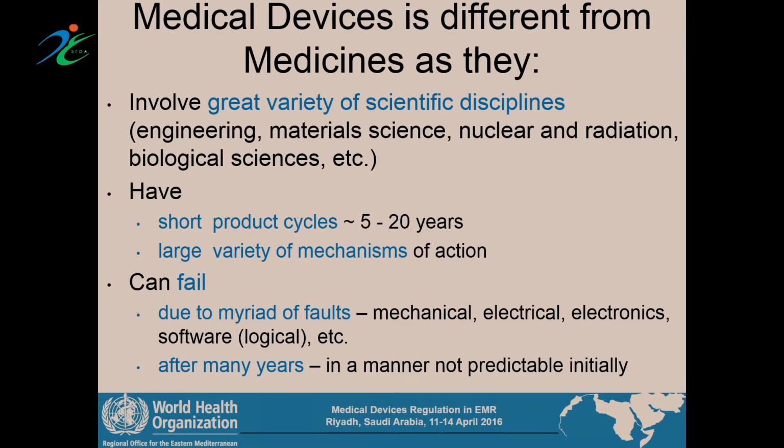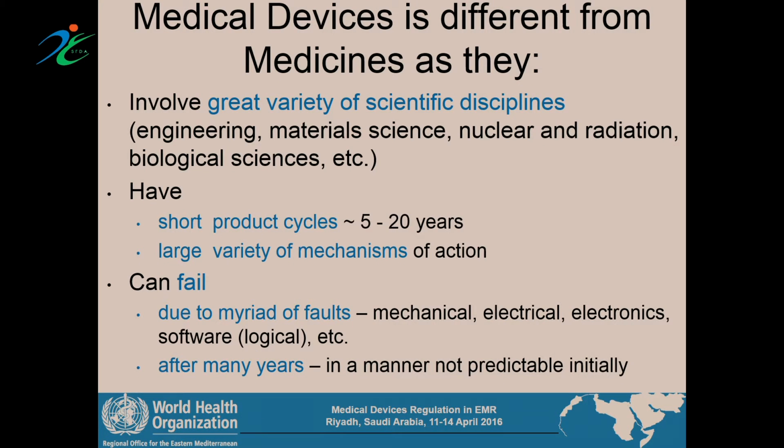And also, which is very peculiar, they might fail after so many years for reasons not known from the start. So therefore, continuous regulation, continuous monitoring of the market, and picking up those adverse events are important for manufacturers as well, and important for the public.